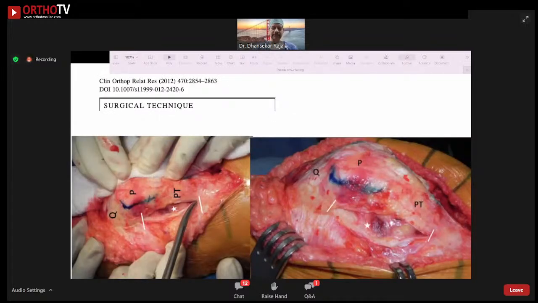Dr. Rajesh Maniar has described the outside-in technique, where you don't open the synovium. You preserve the synovium and do a release on the outside. The release is classified into level 1, level 2, and level 3. Level 1 is below the inferior pole of patella. Level 2 is up to the superior pole of patella. Level 3 is when you go above the superior pole.